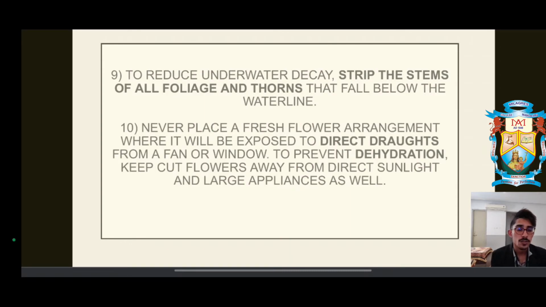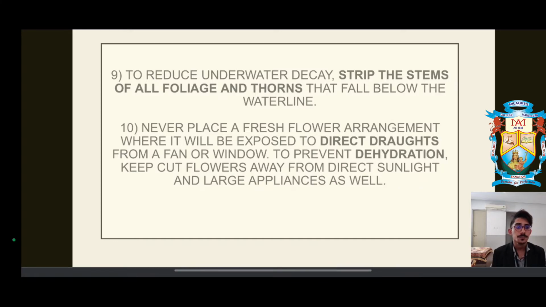And also the ninth point is to reduce underwater decay. So to reduce this underwater decay, what we have to do is strip the plant of all foliage and thorns. So basically, for example, with a rose flower with a stem, we remove the leaves as well as the thorns so that we can extend its life. And also whenever something is kept underwater, let's say we keep the rose stem with the leaves in the water, the leaves start to decay.